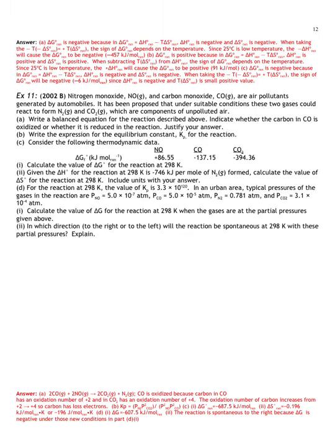Let's go ahead and do a full-on problem. So reading the beginning, nitrogen monoxide, NO, and carbon monoxide, CO, are air pollutants generated by automobiles. It has been proposed that under suitable conditions, these two gases could react to form nitrogen and carbon dioxide gases, which are components of unpolluted air. Write a balanced equation for the reaction described above. Indicate whether the carbon in carbon monoxide is oxidized or reduced in the reaction.